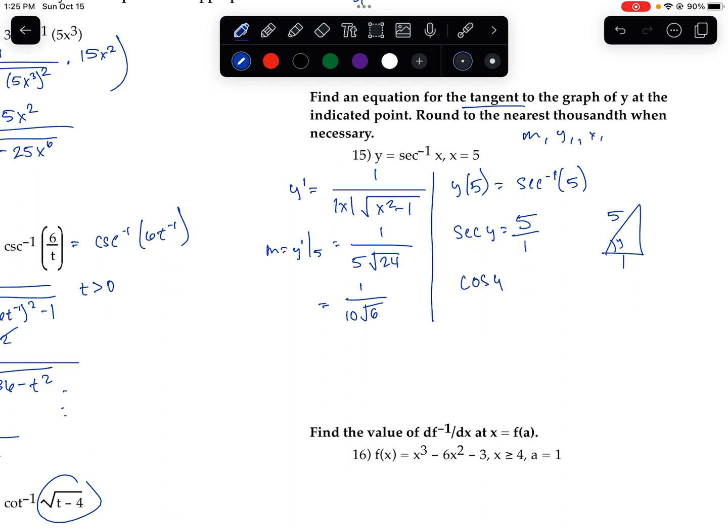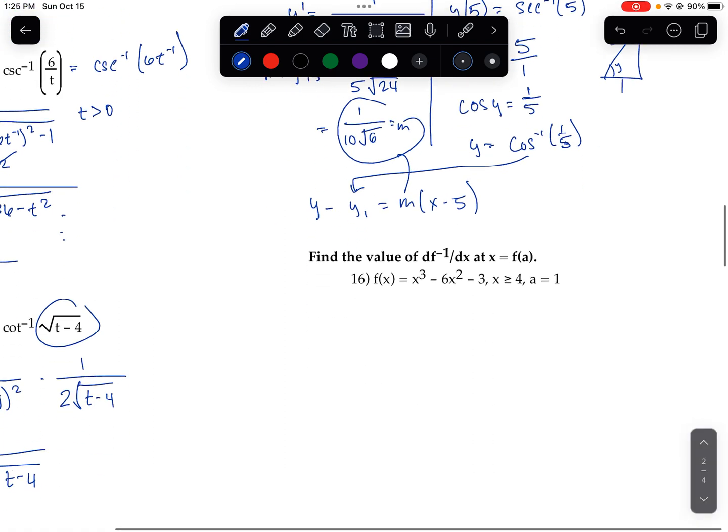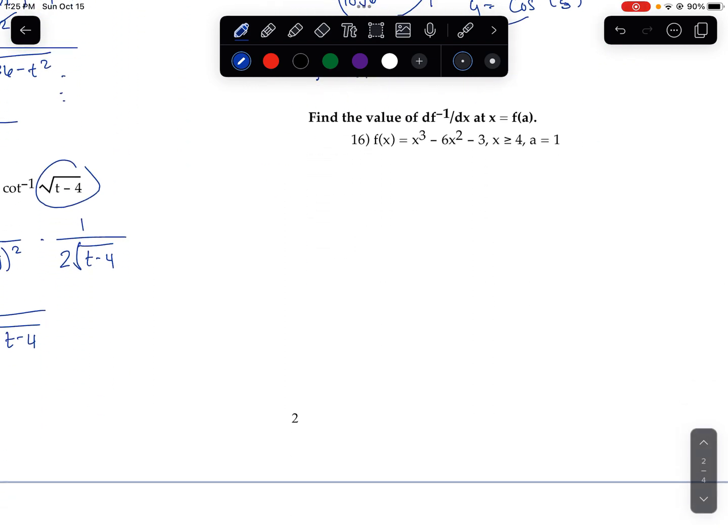And so now here, I could state it in cosine terms. So let's say cosine of y is equal to 1 over 5, and therefore I can use arc cosine on both sides, and I get y is equal to arc cosine of 1/5, which then means I can use this in my calculator. So remember, you'll get y minus y1, which is this expression right here, equal to m, which is what we have here, times x minus x1, which was 5. I don't really have a calculator accessible right now, so you can go ahead and do that. Hopefully I don't need a calculator for the rest of the problems.